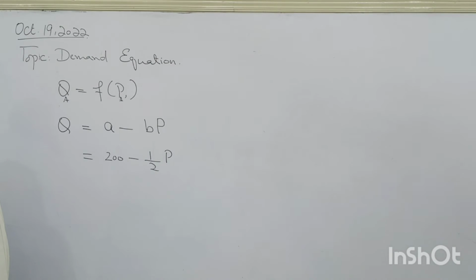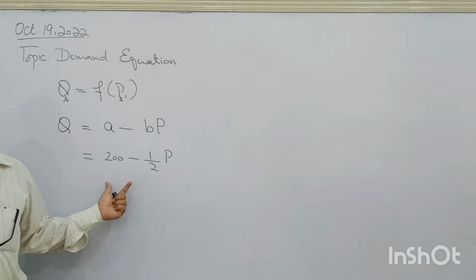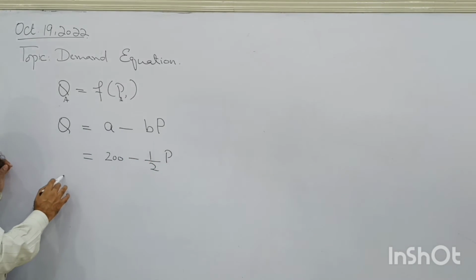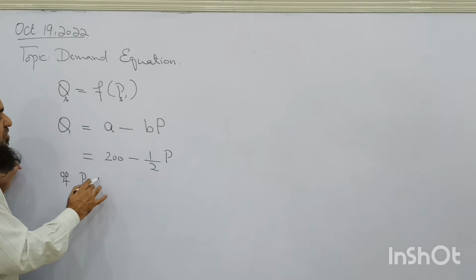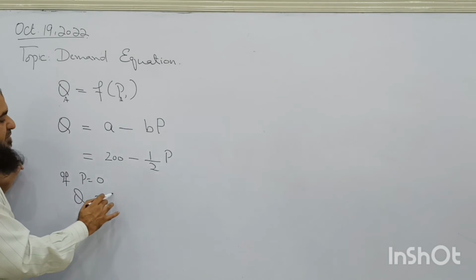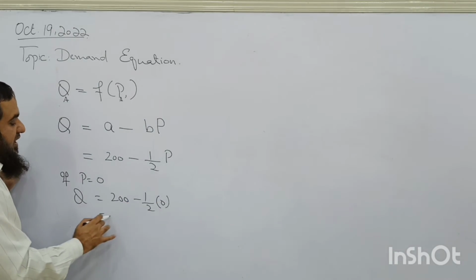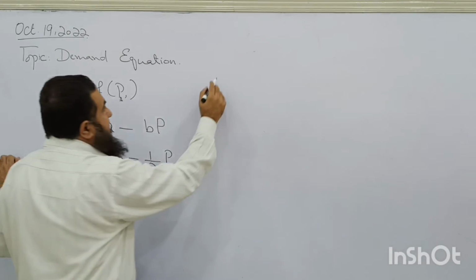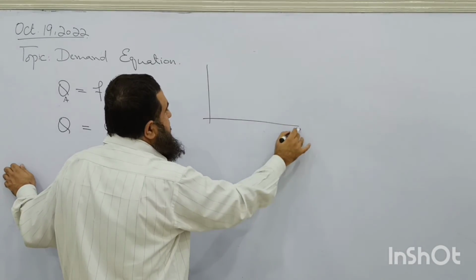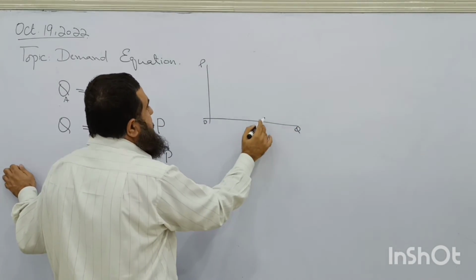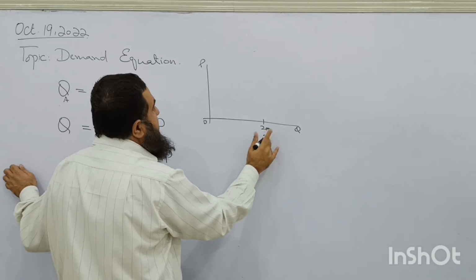What do you mean by this 200? Can you tell me, guys? What is the meaning of this 200? At zero price, how many units are demanded? If we keep price zero, how many units will be demanded by the consumers? These are 200 units. Okay? This is the 200 value, this is A.